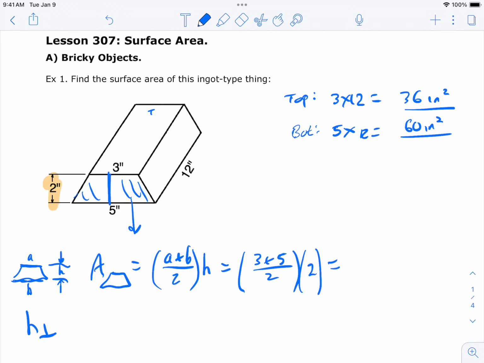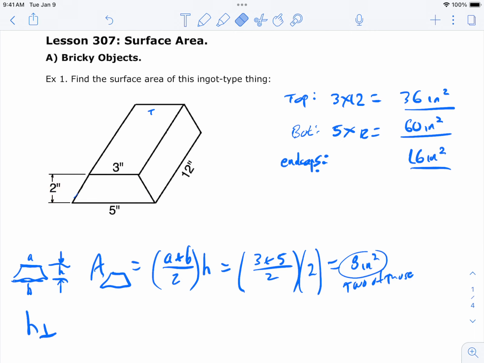So you work this out. 3 plus 5 is 8. Well, the 2's cancel really, so it's 8 square inches. Yep, 8 square inches. And then there are 2 of those, so I'll write 2 of those. What do I want to call these? The end caps. I'm going to call them the end caps, plural because I mean both of them. There's 8 square inches for each trapezoid, so that's 16 square inches total. That's the end caps. Okay, cool.